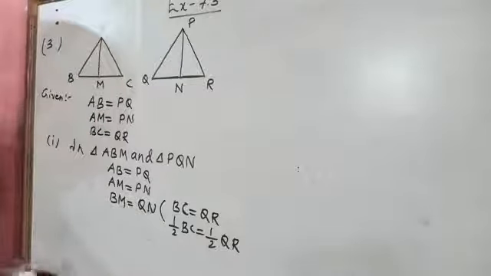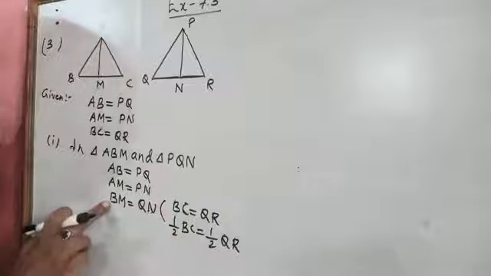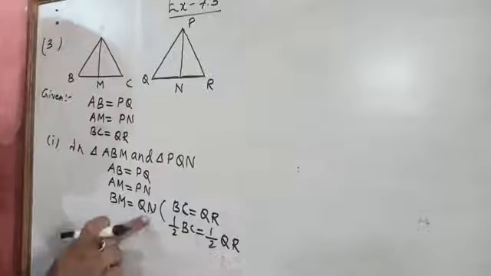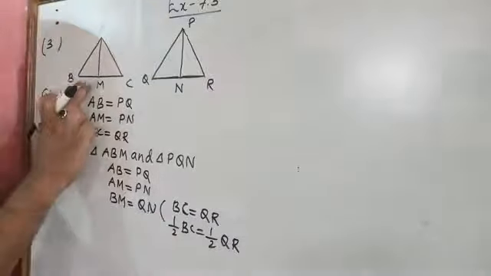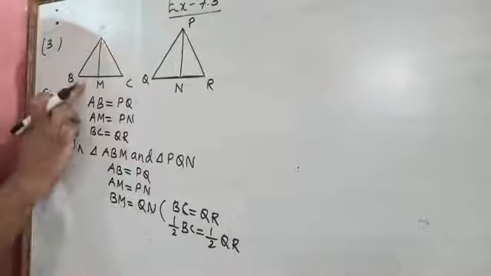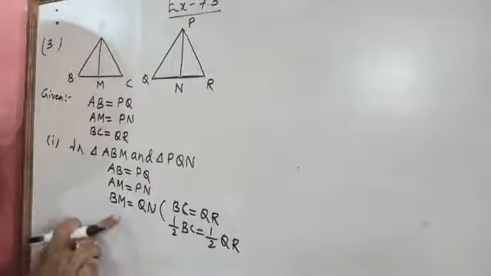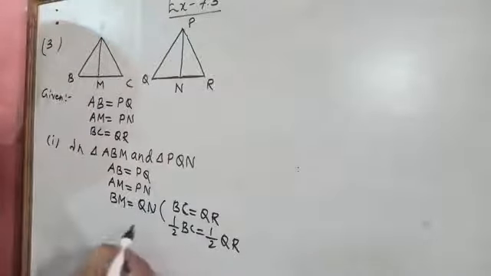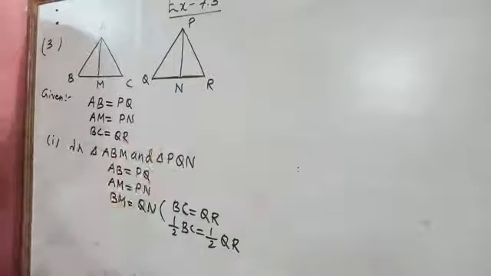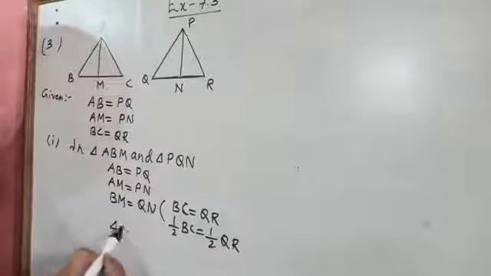to make the triangles congruent. Half BC will be equal to BM and half QR equal to QN, because the median will divide the base into two equal parts. So BM equal to CM. This is the property of median. Half BC we write as BM and half QR as QN. Now these two triangles are congruent.